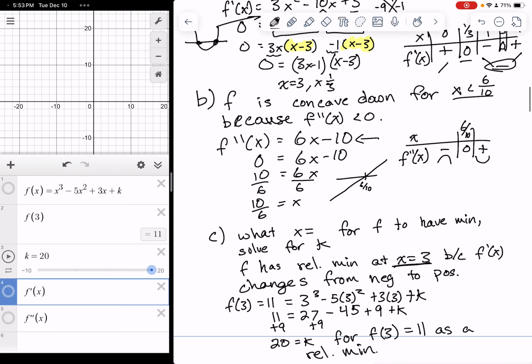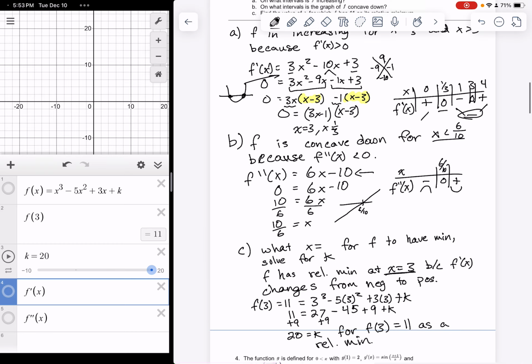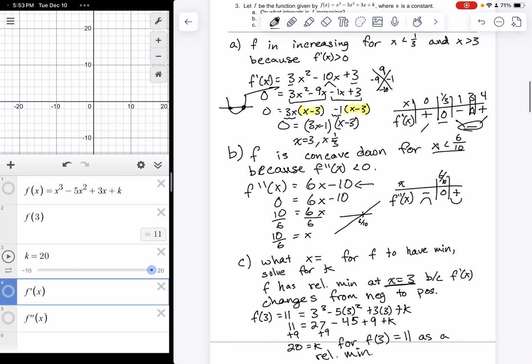So I'm going to try and zoom this out slightly. Maybe you can see the whole thing. And there we go.